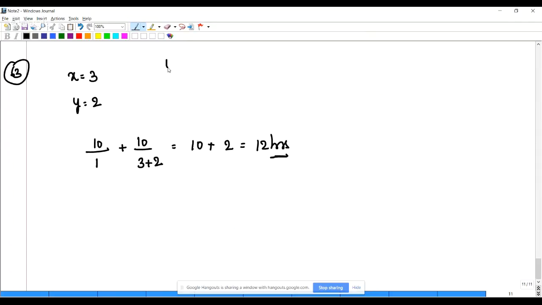So simply, upstream speed is x minus y. Downstream speed is x plus y. If you do it, it is 1 and this is 5. Just divide the distance by the speeds, you will get the times.